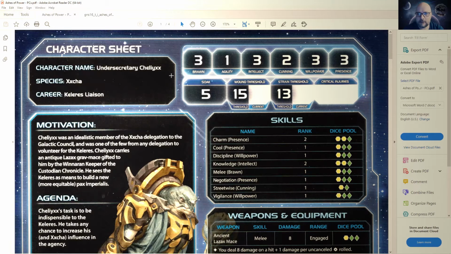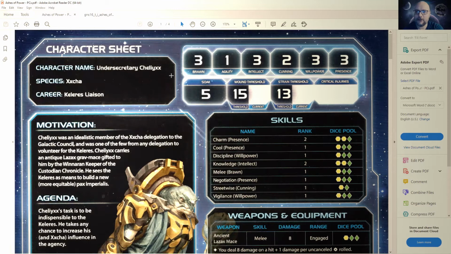So what did he spend here? He's got a 1, which means chances are he started with a 1, because you can't sell points, right? So we have to figure out where his 3 probably was. And so he probably had a 3 to balance that out. I would say on presence. Obviously your opinion may differ, but the Xxcha are famous diplomats, politicians, and that sort of thing. So I feel like presence would be a good 3 starter for them.